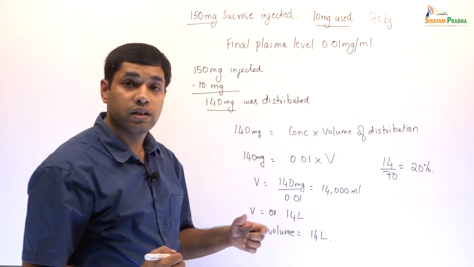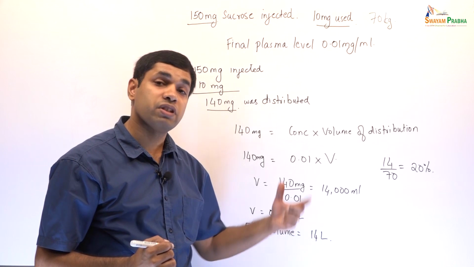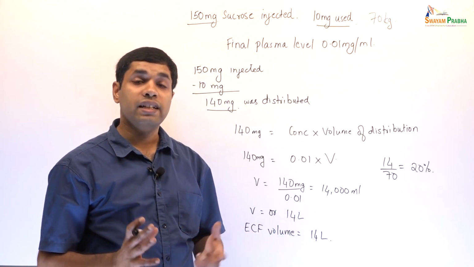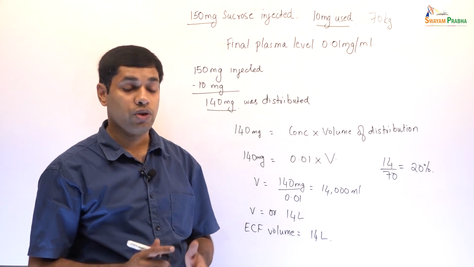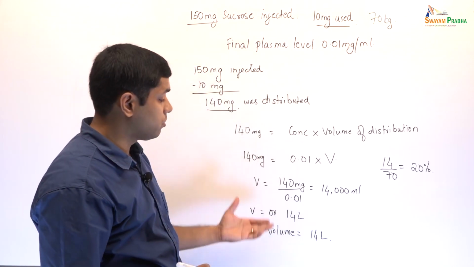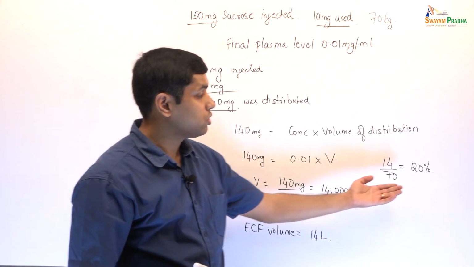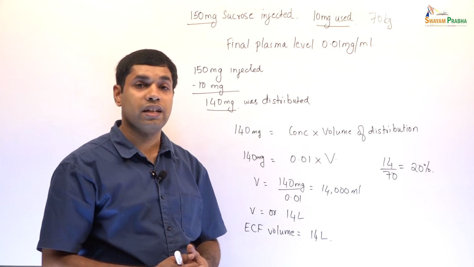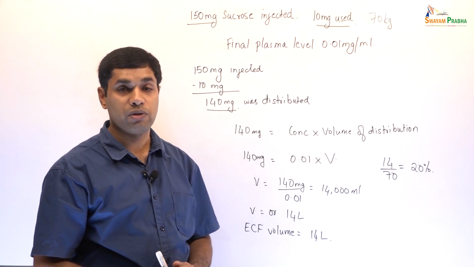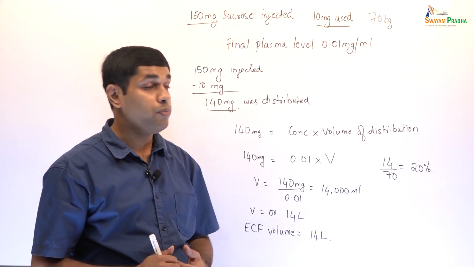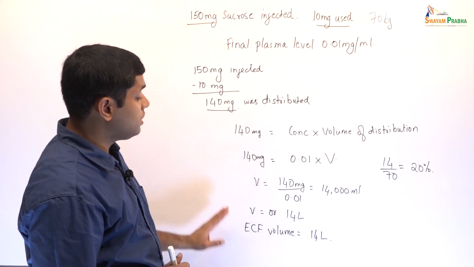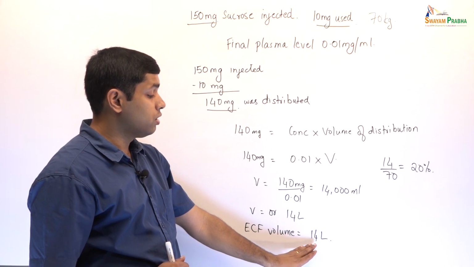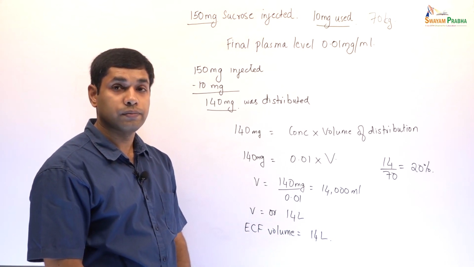So we know that the ECF volume is 20% of body weight. We know that the ICF volume is 40% of body weight. So if this substance X gets distributed in a volume that is 20% of body weight, it is most likely a substance that gets distributed into the ECF compartment. So in this problem, we have the ECF volume, in which sucrose gets distributed, as 14 liters.